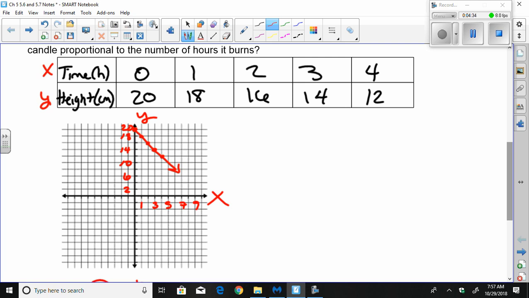We can also check our constant rate of change. So 2 over 1, 2 over 1, 2 over 1, 2 over 1. So even though we have a constant rate of change, it's not proportional because it does not go through the origin.